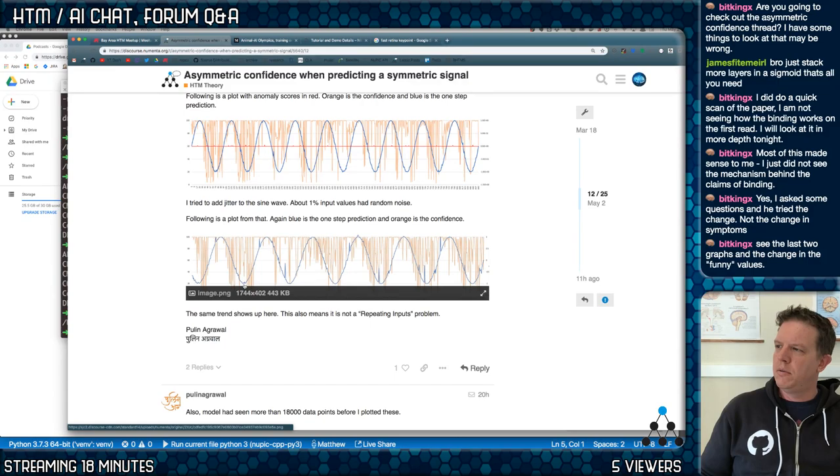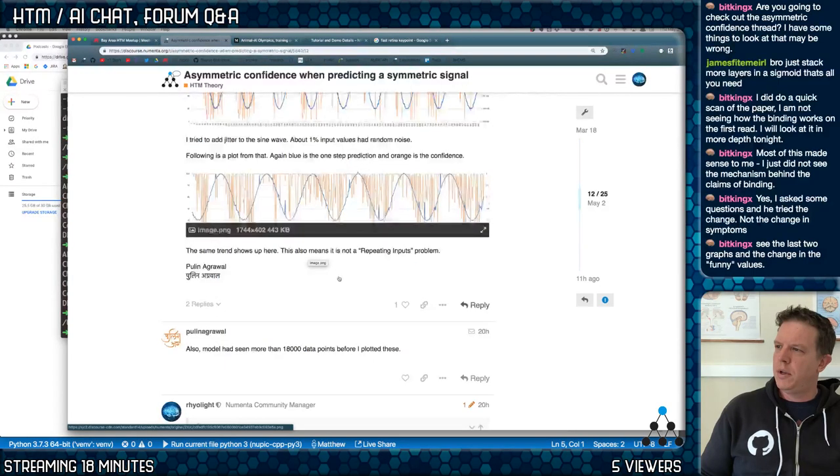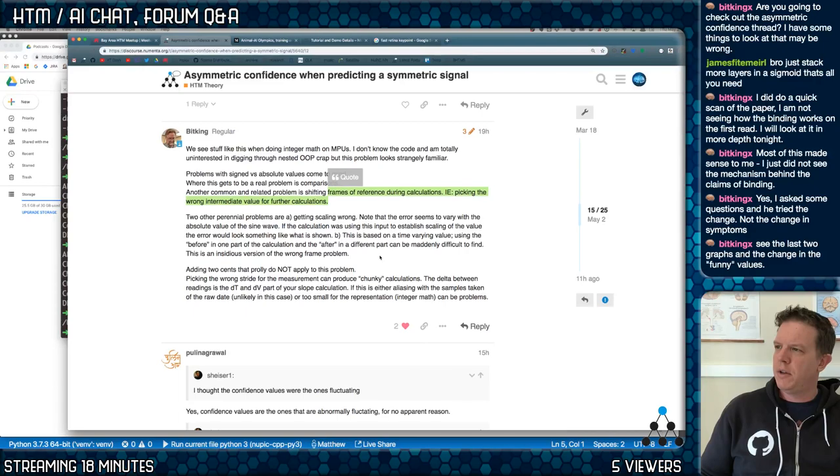Right. And if the calculation was using this input to establish scaling of the value, the error would look something like what is shown. This is based on a time-varying value, using the before in one part of the calculation, the after in a different part can be maddeningly difficult to find.